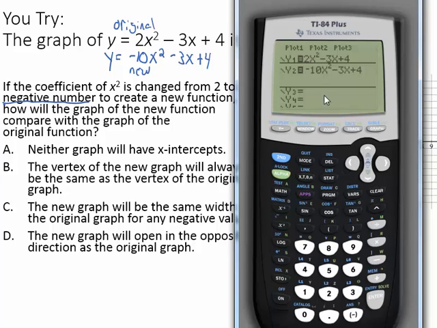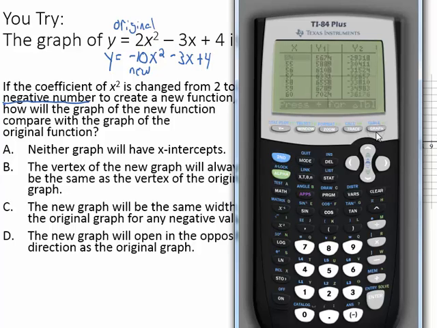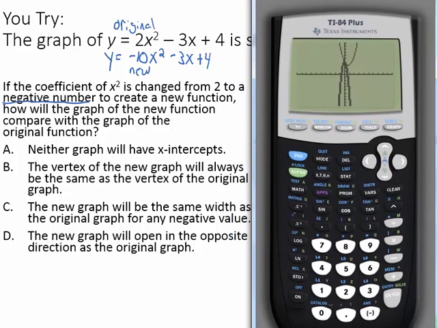And I'm going to go over to the far left using my left arrow button and press enter on that line to make my second graph darker. So a thicker line. So let's hit the graph button. There's our first equation, and then there's our second equation. There we go. Now the first answer choice says neither graph will have x-intercepts. Well, that's not true. Our darker graph does cross the x-axis, so that's not the correct answer choice.